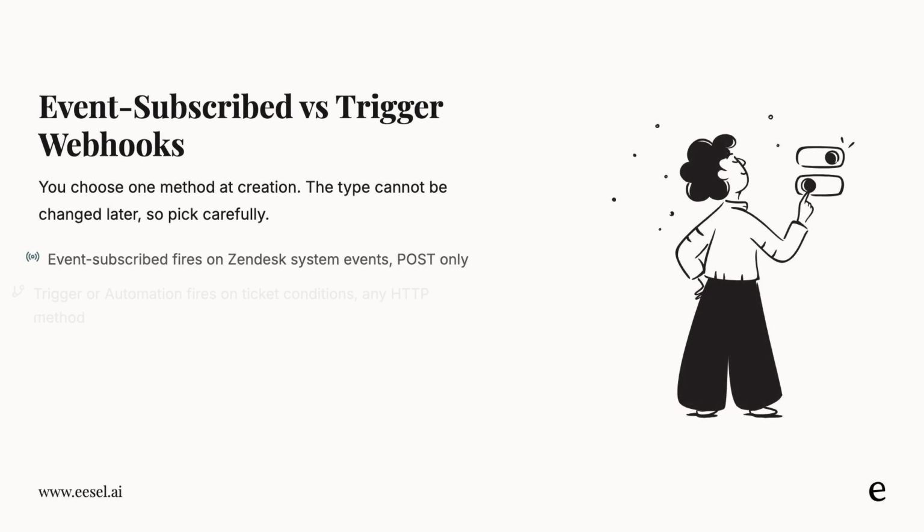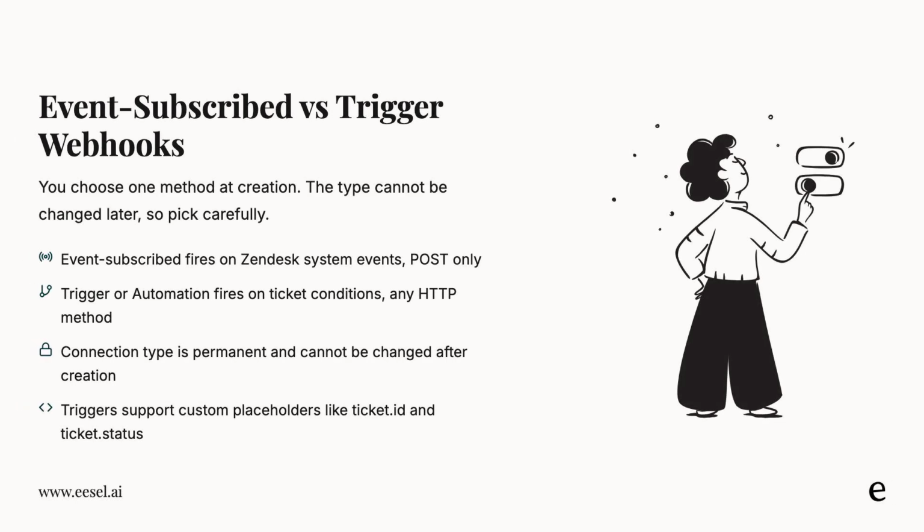Before you create anything, understand this critical choice. Event-subscribed webhooks fire on system events and always use POST with a Zendesk-defined payload, while trigger webhooks connect to business rules and let you control the HTTP method and payload format. The connection type is permanent, you cannot change it after creation. Choose wrong and you'll need to delete and start over.